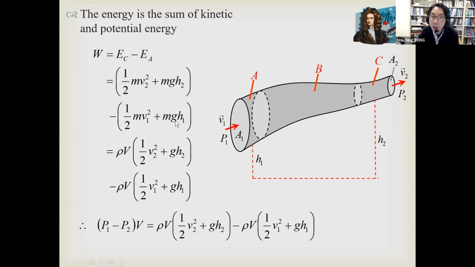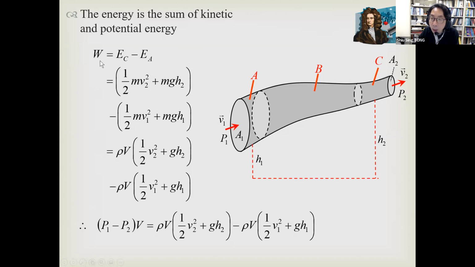And how about the potential energy? We assume that on this side, the height of the liquid above a certain reference position is h1, so the potential energy is mgh1. On the other side, the height is h2, so the potential energy is mgh2. So E_C minus E_A becomes the difference between the mechanical energy in these two regions. If we express m as the density of the liquid multiplied by volume, then we can extract a factor rho V out from the equation.